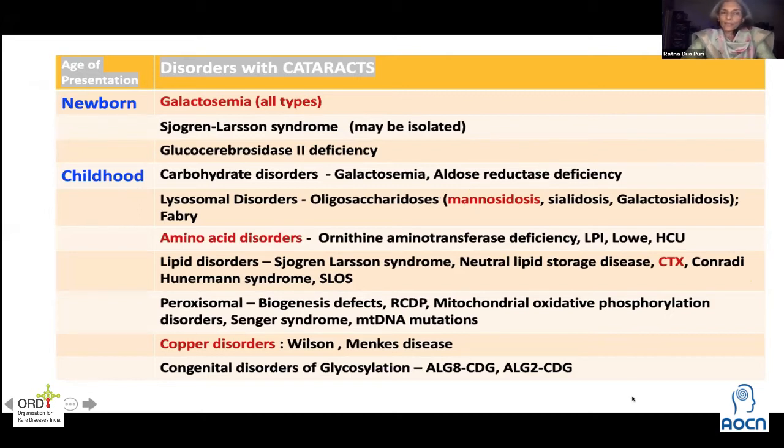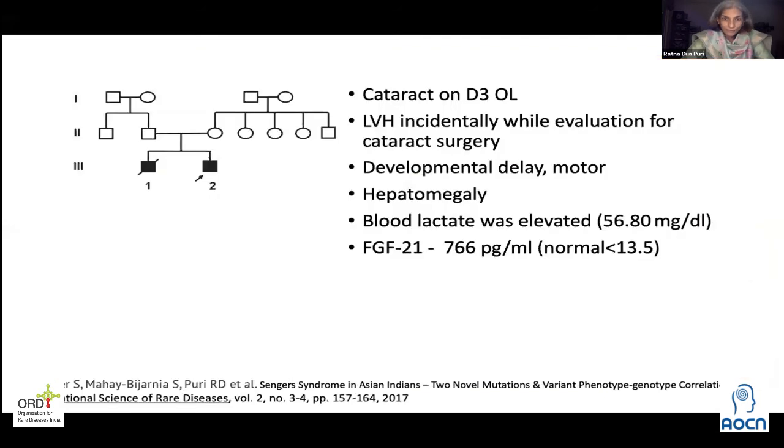So these are the ages of presentation of cataracts, and what I've put in bold are those disorders that are treatable. So you could have them after birth, you see them in the first month or a little later, and these are the disorders that you see in childhood, and these are freely available in books.